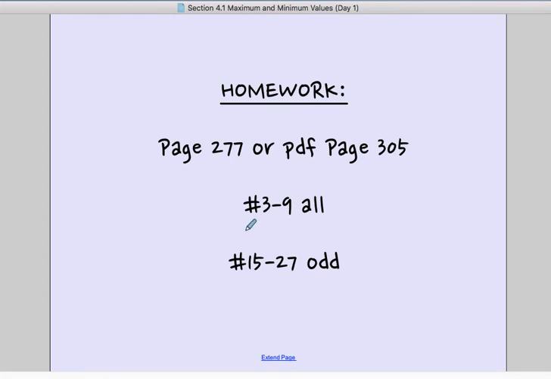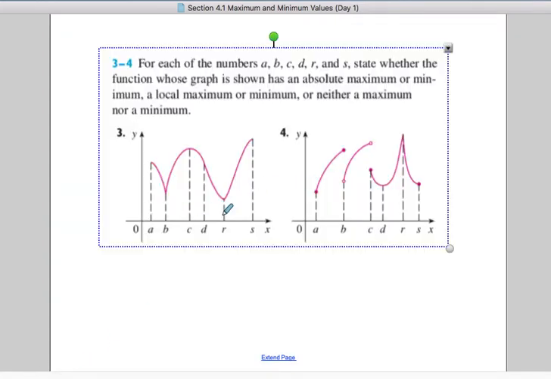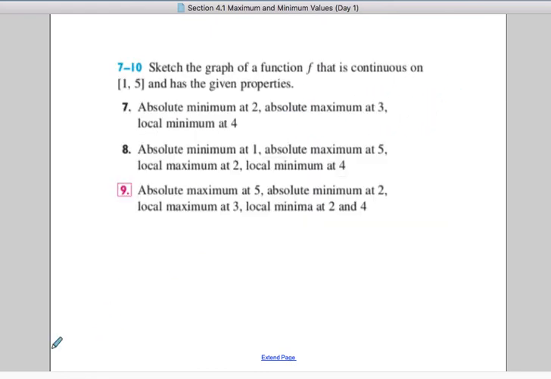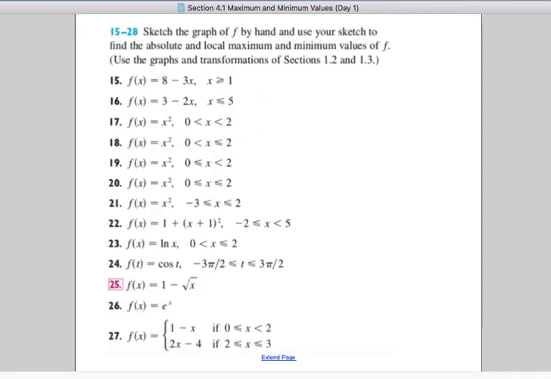So your homework: 3 through 9 all, 15 through 27 odd. For 3 and 4, you're just going to write down if it's a local max or local min. That should be pretty straightforward. Same thing here, absolute and local max and min values. Then here's where you have to do a little sketching, same as we just did on examples 8 and 9. And this one says sketch the graph by hand and use your sketch to find the absolute and local max and min. So this is what I want to talk about.